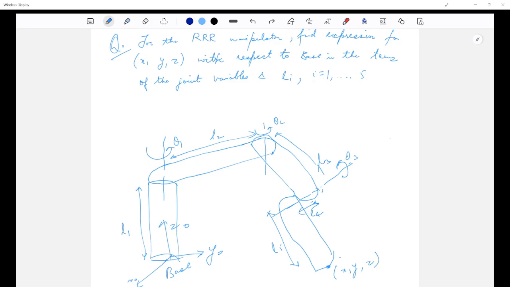So what you're supposed to do is find the expression for xyz, which is the end effector here, with respect to base in terms of joint variables and the link lengths. That is your job. Please write it down completely.